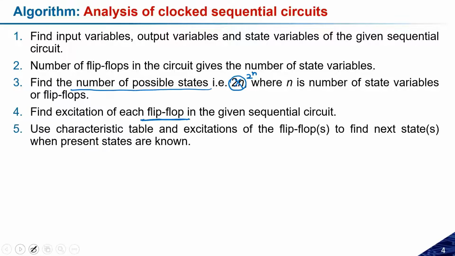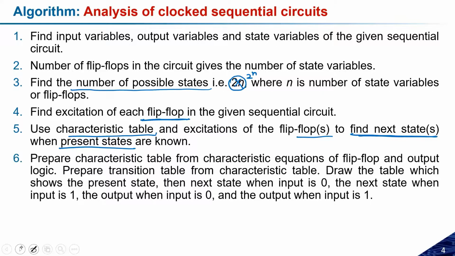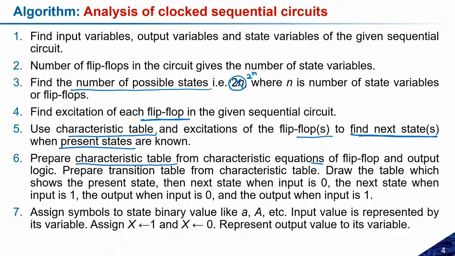The next step that I have to follow is to use the characteristics table and the excitation of the flip-flop to find the next state. So I have to find the next state of each flip-flop with the help of the present state. Next step is to prepare the characteristics table from the equation of the flip-flop, and then that will be done. And the last step is to assign symbols like a, b, something like that for the different values.